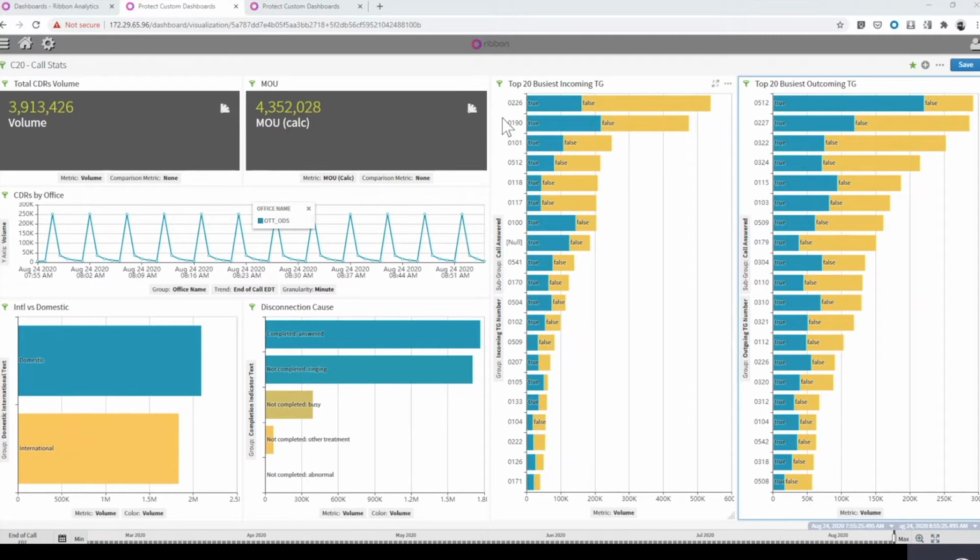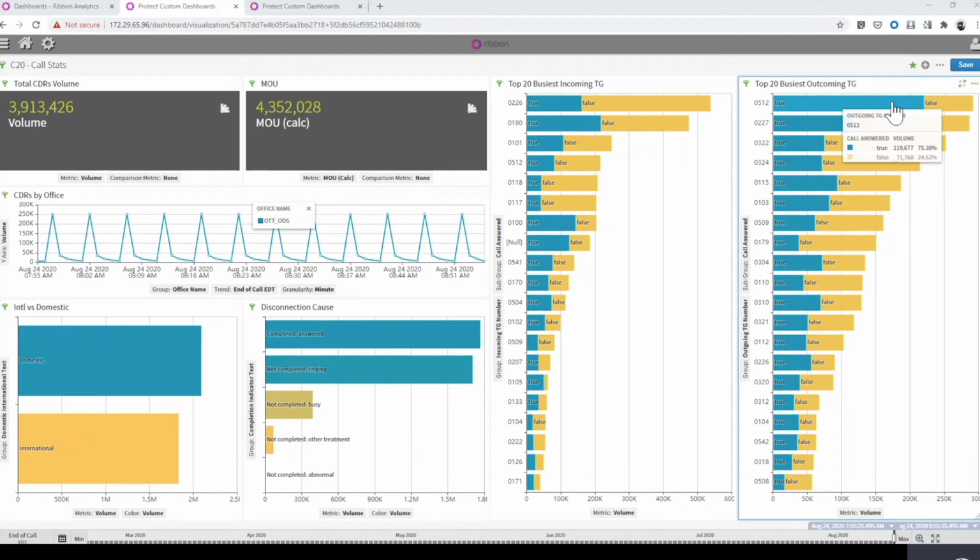So you can start analyzing that your 0262 trunk group had a 70% amount of calls that were not answered on the incoming side. And you can then analyze each and every one of your trunk groups, seeing what's the ratio of completed to non-completed or non-answered calls. In the 0190, about 54% were not answered. And then on the outgoing basis, for the outgoing trunk groups, you can see that the 0512 trunk group had 75% of their calls actually answered.